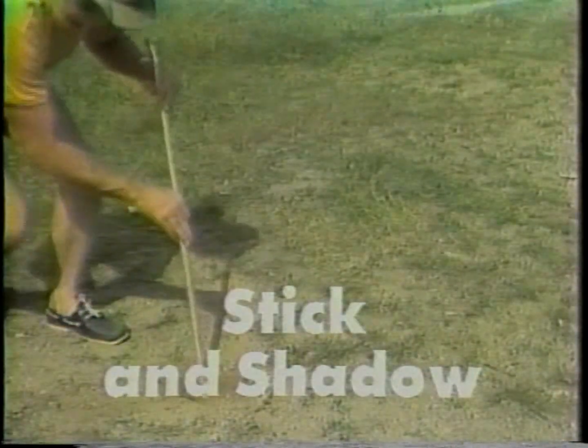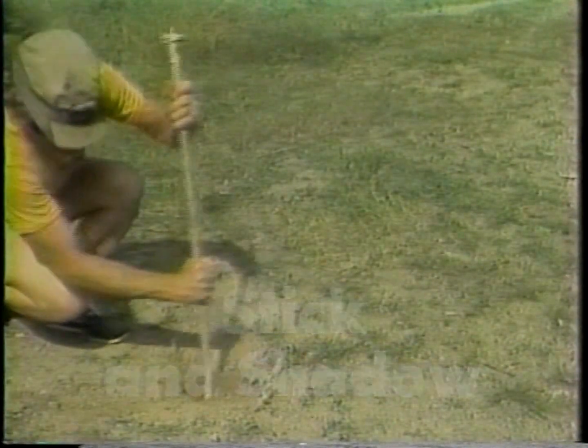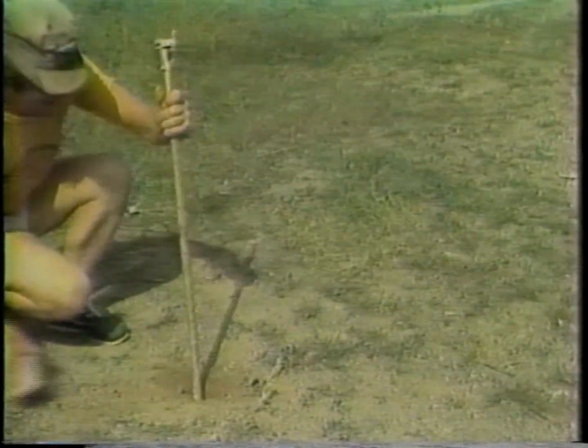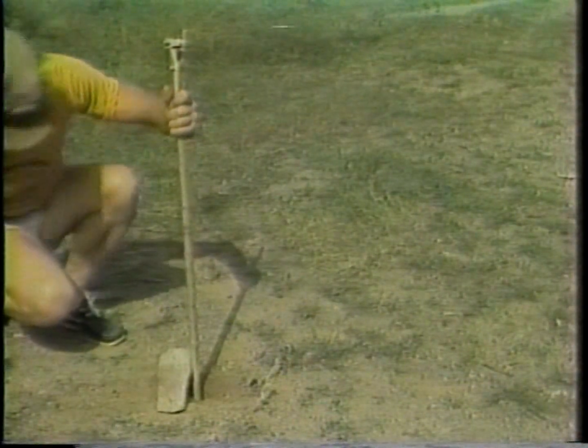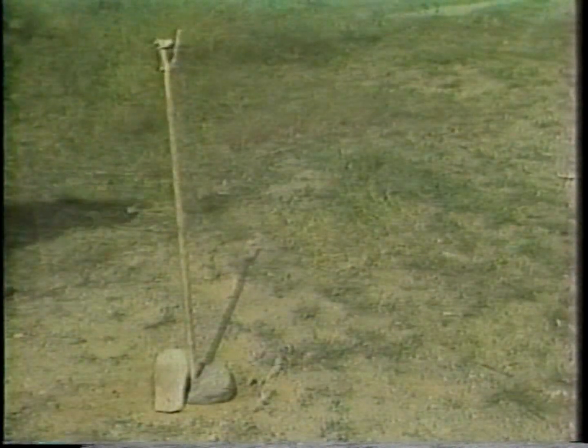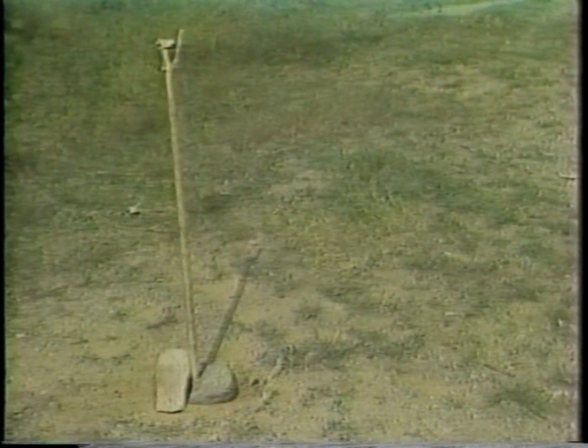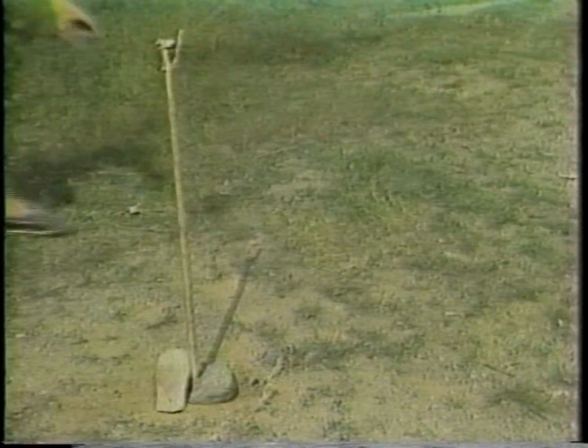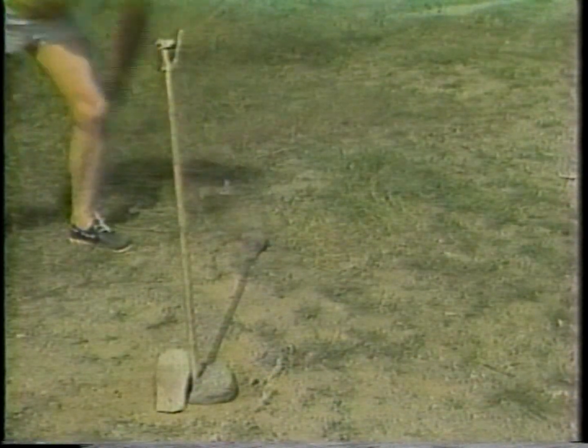With the stick and shadow method, you need cleared, level ground exposed to the sun. Find a stick approximately 12 to 18 inches long and 2 stones. Place the stick upright into the ground. It must be in the center of the area. As can be seen, it casts a shadow. Mark the tip of the shadow with a stone.